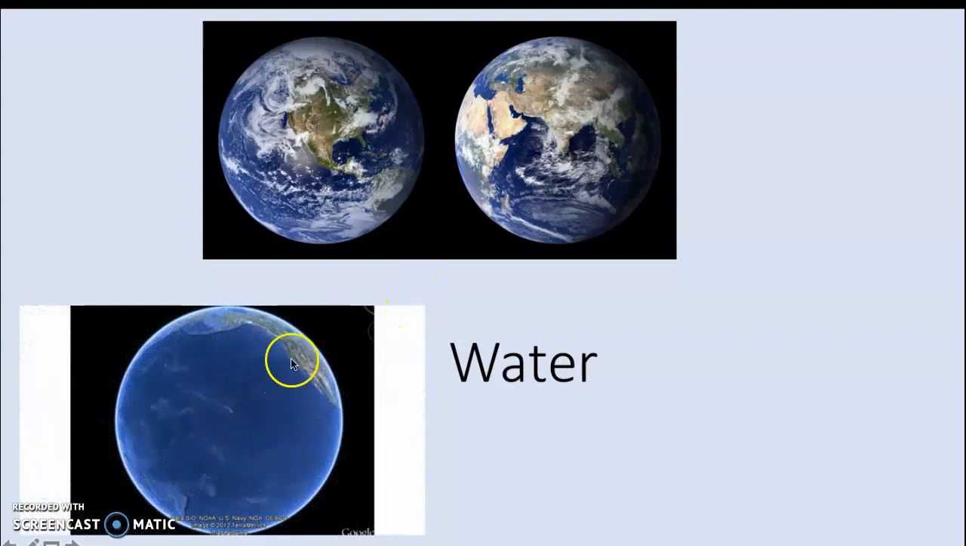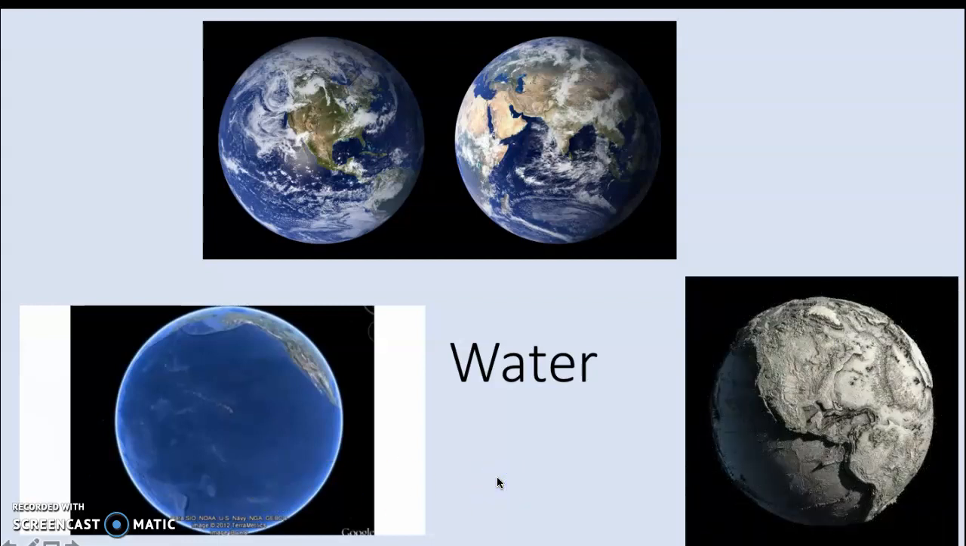One of our oceans in the world, this is an image from outer space of just the Pacific Ocean, takes up one whole side of our planet. And what would our planet look like without water? Not very pretty, huh?